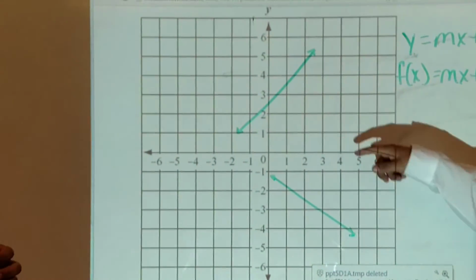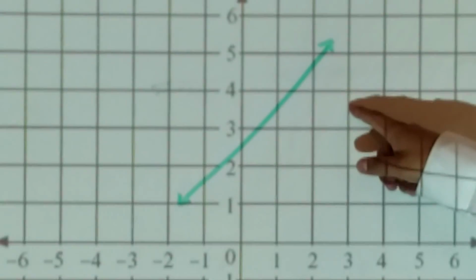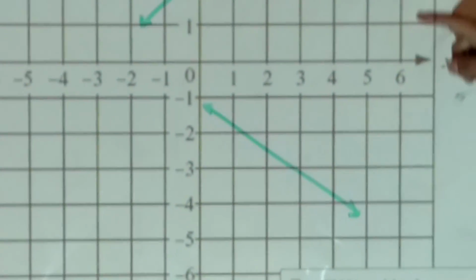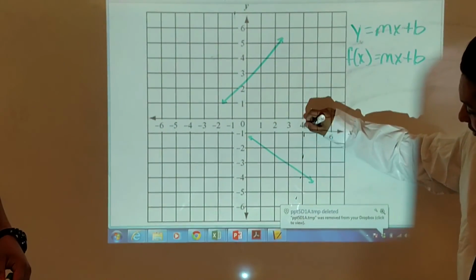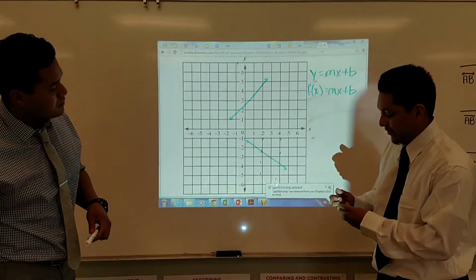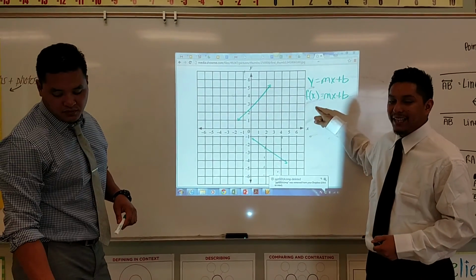So here we have two examples of what a linear function can look like. And it does pass the vertical line test because it does not intersect at any 2 points. So just remember, y is the same thing as f of x.